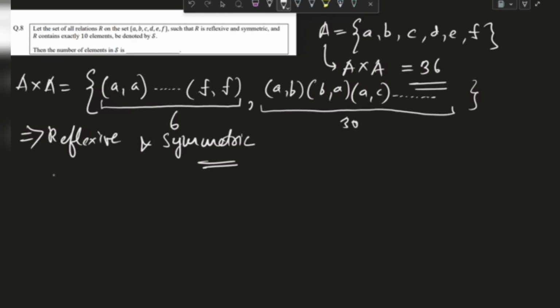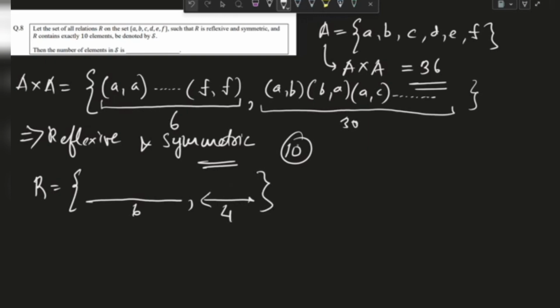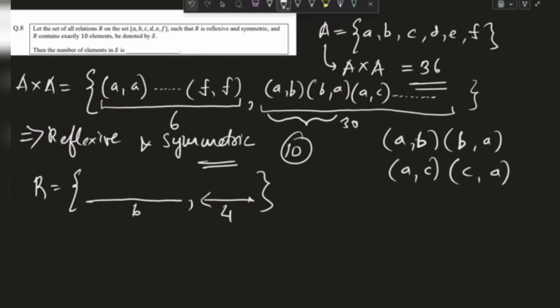If we take R, I'm sorry, this is the real number sign. If we take R, it will contain the 6 elements at first, which is mandatory, and secondly we have 10 elements, it is bound, so basically there are 4 elements left here. For this to be reflexive and symmetric, if you notice carefully, we have to take the elements pairwise. For example, if we take (A, B), we have to take (B, A) as well. If we take (A, C), we have to take (C, A) as well.